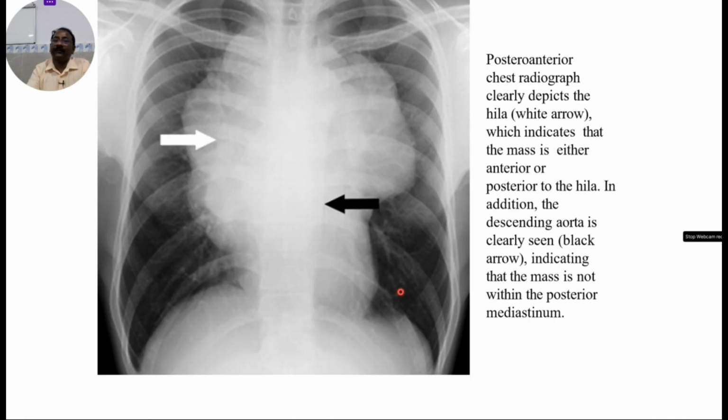See here. See the picture. See the very big mass. This is only the heart. Just above the heart, this is the aortic border. So the sign clearly depicts the hila, which indicates that the mass is either anterior or posterior to the hila. In addition, the descending aorta is clearly seen. So this is the descending aorta, indicating that the mass is not within the posterior mediastinum.